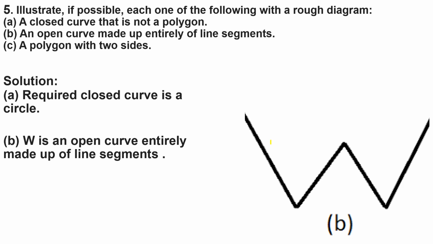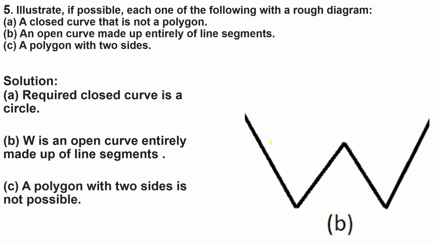Third one, a polygon with two sides. We'll be discussing polygons later. Already I told you, with two sides, a polygon is not possible. So, a polygon with two sides is not possible.